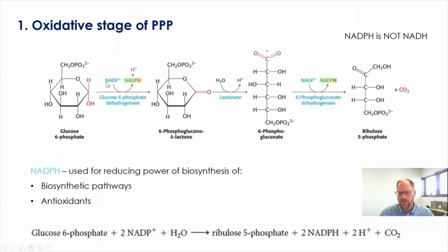So here I've shown the 3 steps that are ultimately generating ribulose 5-phosphate. The first step, as I mentioned, is this glucose-6-phosphate dehydrogenase reaction, making an NADPH. That goes through this intermediate, the 6-phosphogluconolactone, that is then opened up with lactonase. This is actually a bifunctional enzyme that does both of these steps and ultimately makes 6-phosphogluconate.